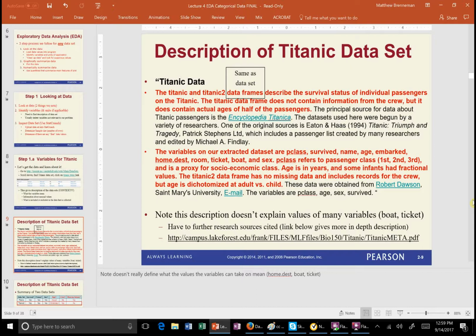Ages are in years, and some of the infants had fractional values. So that answers that question we saw last time. Why was there a person that had an age of 0.975, okay? That's the reason why. So that's not necessarily strange.